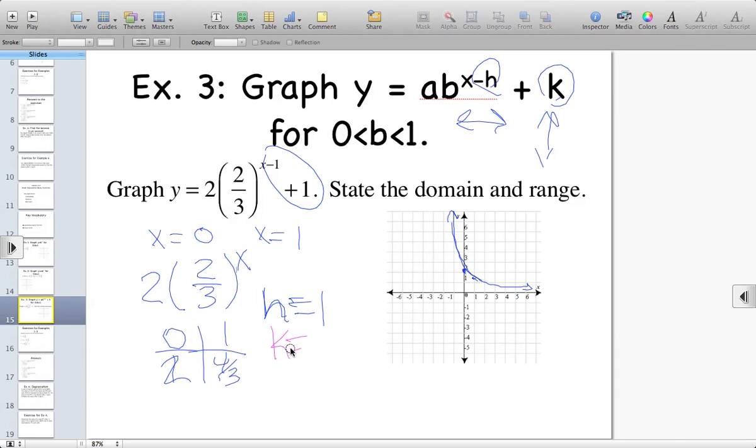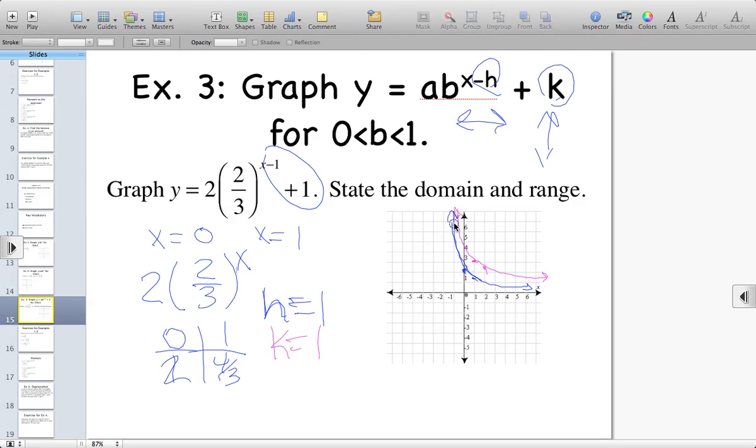And K, there we go, K is equal to 1. So we're going to shift to the right 1 and up 1. So go to this point, to the right 1 and up 1. There we go. This point was to the right 1 and up 1, right about there. So then let's draw that line.